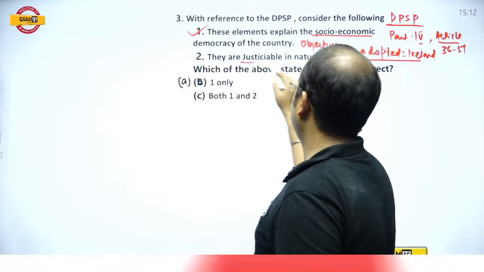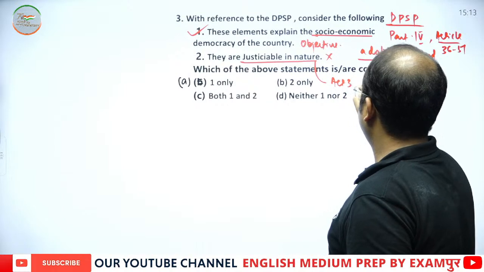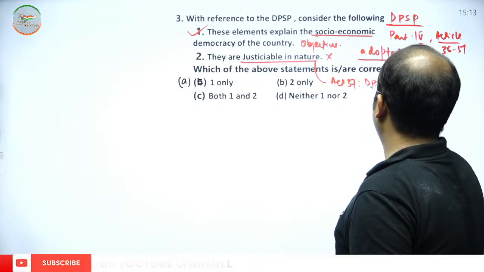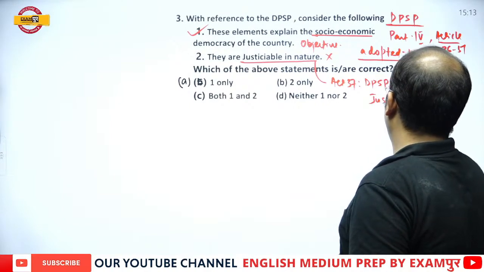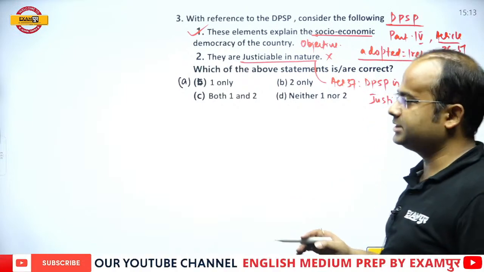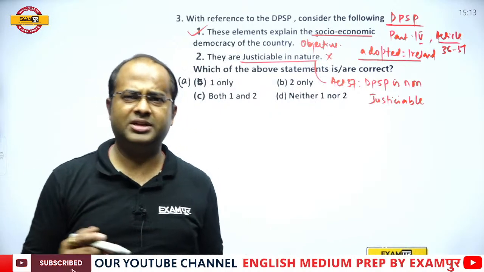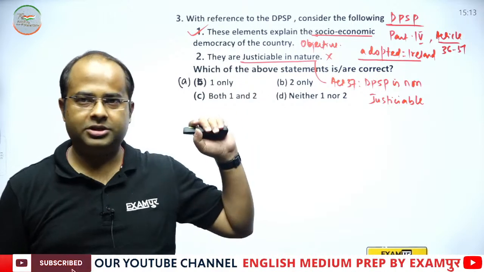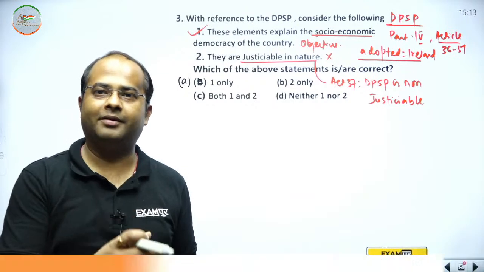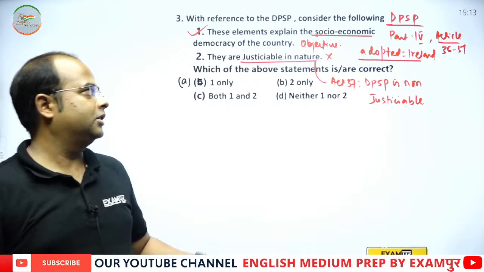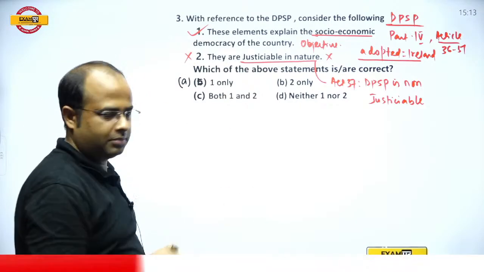And they are justiciable in nature. This statement is wrong, because according to article 37, DPSP is non-justiciable. Why is it non-justiciable? Because these are the guidelines which are given to the state by the Constitution of India. Since they are guidelines, they are non-justiciable in nature. That means if the Directive Principles of State Policy are hampered, you cannot file a writ in the Supreme Court or High Court. Therefore the first statement is correct and the second statement is wrong. They are non-justiciable in nature.